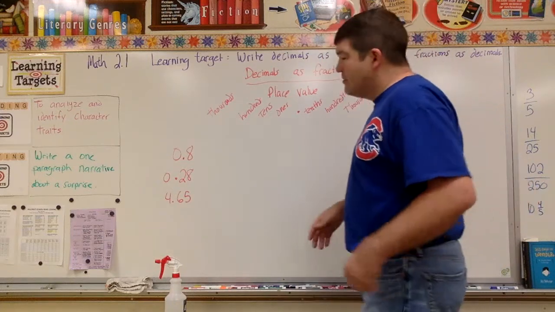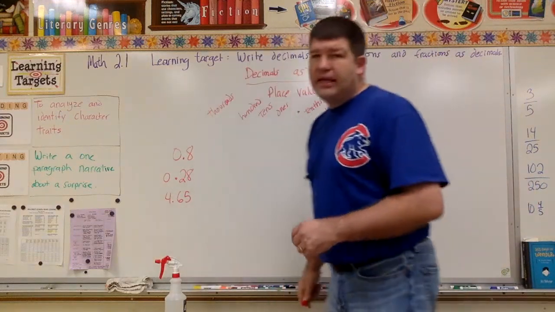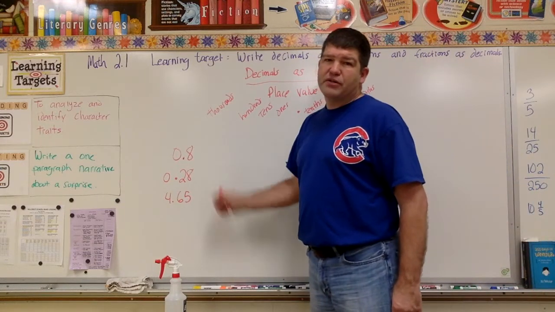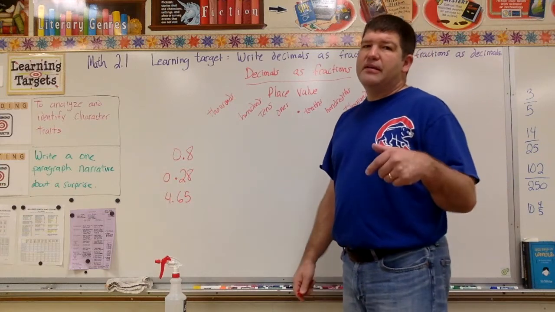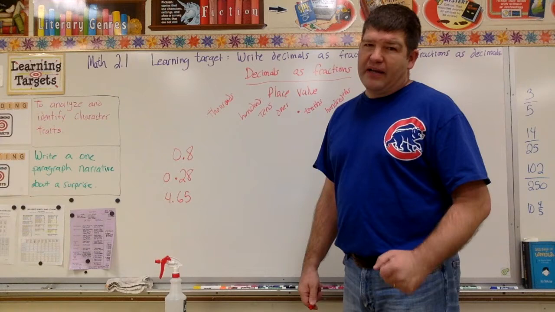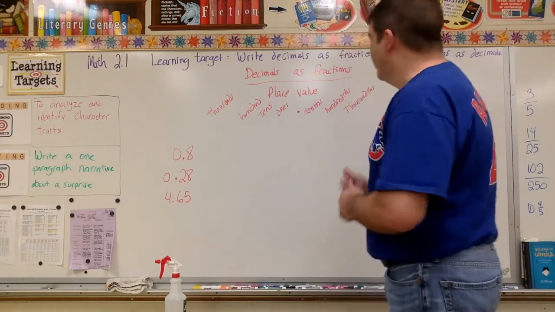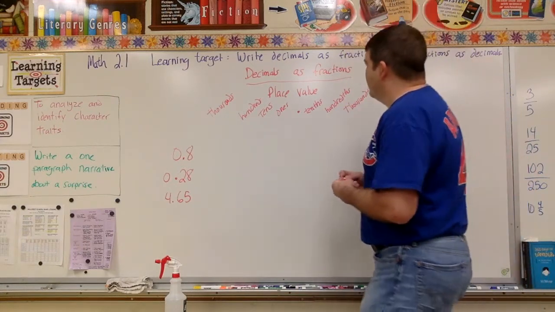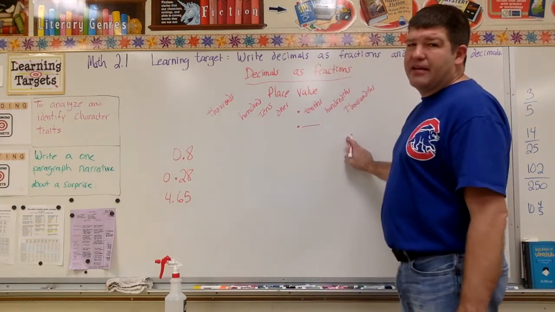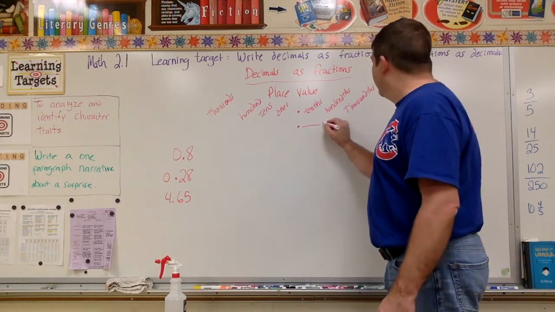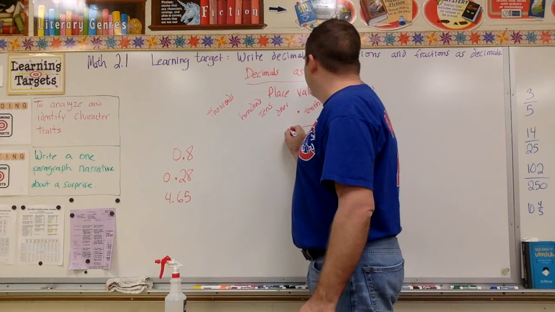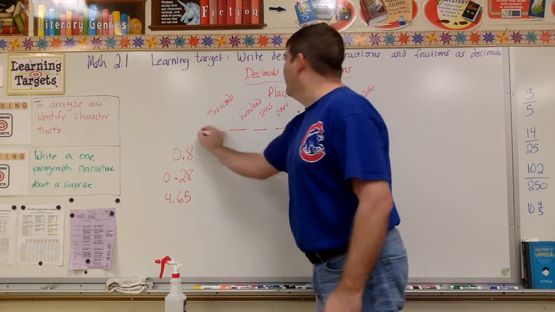So let's get going here. The key to it is place value. When you have a decimal and you want to make it into a fraction, it's going to be what's the place value, and then how do I simplify it? That's the tricky part. Okay, so we have place value. We have our decimal point here, and if we're going to this side of the decimal point, you have tenths, then you have hundredths, then you have thousandths. If you go to the left side, you have ones, tens, hundreds, thousands.